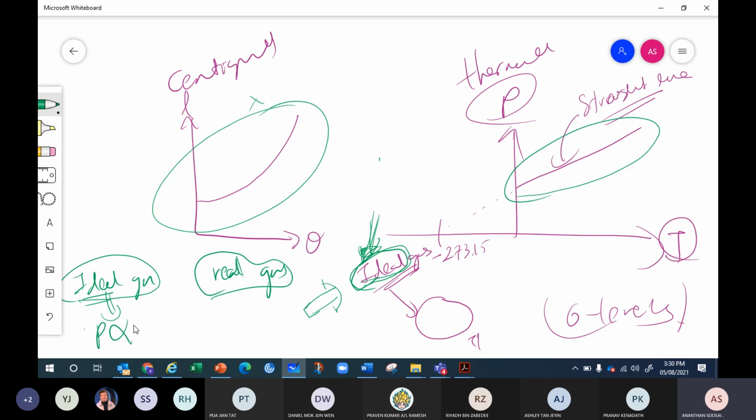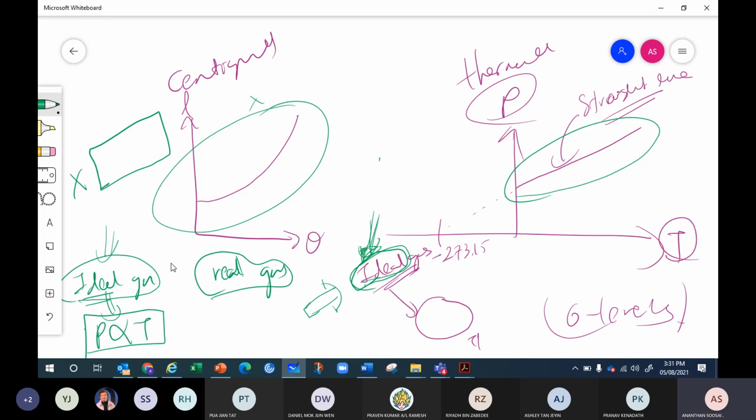The pressure is proportional to temperature. This graph, right, a straight line, can only be produced by an ideal gas. Okay, ideal gas is a type of gas that doesn't experience, doesn't have what?